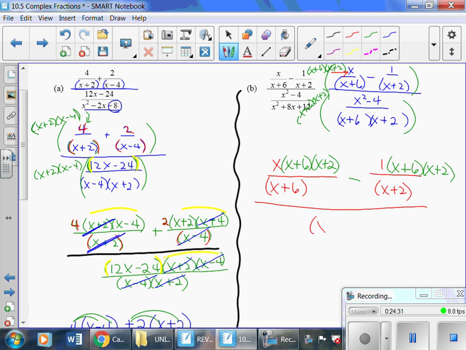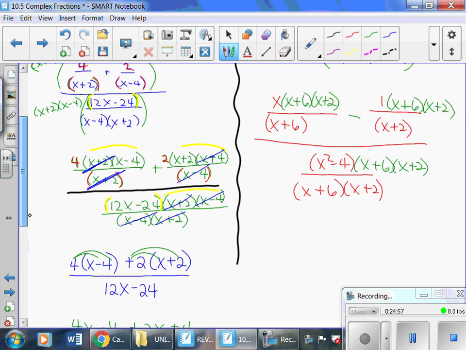Here's our original x squared minus 4, all right, over x plus 6, x plus 2, and we're going to multiply the numerator by that common denominator, x plus 6, x plus 2. Now it's cancel time. Alrighty, love this part. I think I've mentioned that.